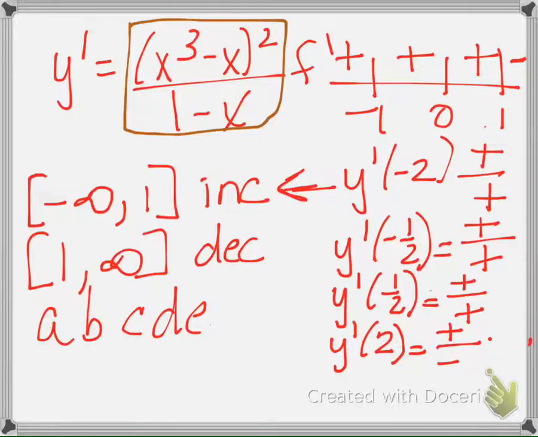So A says it's increasing from 0 to 1. Well, if you look for when it's increasing, which is here, 0 to 1 is included in there, so A is in the running. B says it's increasing when x is less than 0. Okay, that's not true because 1 is not less than 0, so B's out. C says it's for when x is greater than 1. That's not true.